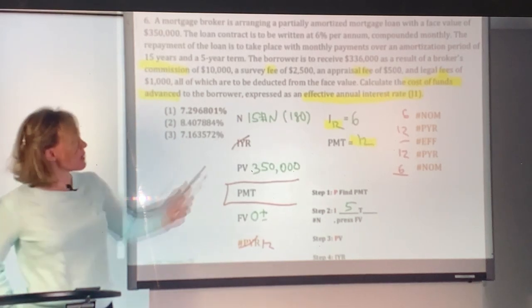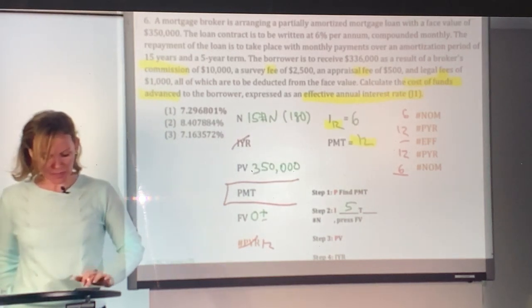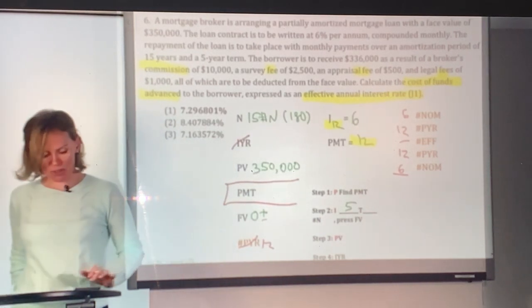So 15 shift N will come up as 180. Skip the IYR. Present value is 350,000. PV 0 plus minus future value. Let's push the payment and see how much it comes up to.